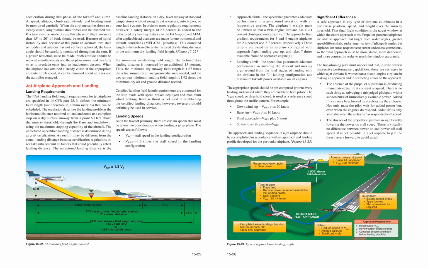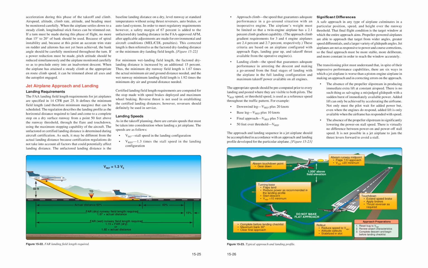Jet airplane approach and landing requirements. The FAA landing field length requirements for jet airplanes are specified in 14 CFR Part 25. It defines the minimum field length, and therefore minimum margins, that can be scheduled. The regulation describes the landing profile as the horizontal distance required to land and come to a complete stop on a dry surface runway from a point 50 feet above the runway threshold, through the flare and touchdown, using the maximum stopping capability of the aircraft.